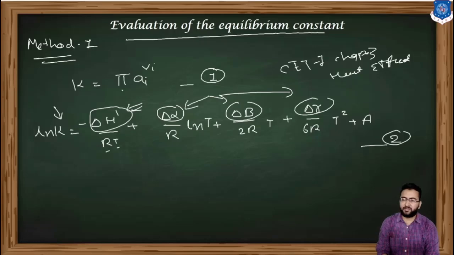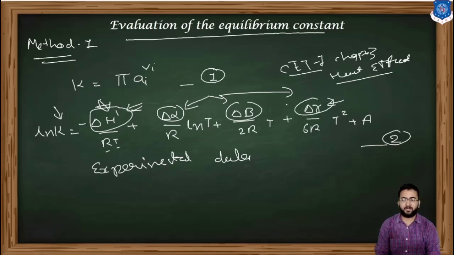There are mainly three methods for finding the value of the equilibrium constant. In the first method we use experimental data. During the experiment we find delta H dash, alpha, beta and gamma, which can be found from chapter number 3 of CET1, which is heat effects. So using Hess law we can find all these and calculate the value of K.